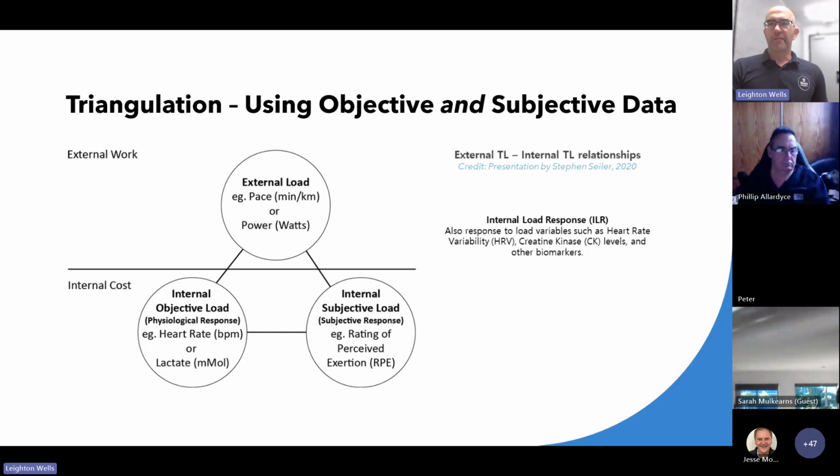That cost of that training carries with it some load responses. And so this is where we look at things like resting heart rate as a way to gauge fatigue or the impact of training with the athlete. We can also look at things like heart rate variability, and to a lesser extent, we can look at biomarkers like creatine kinase levels, although that tends not to be the case too much with age group athletes.